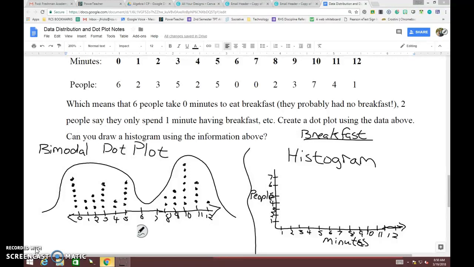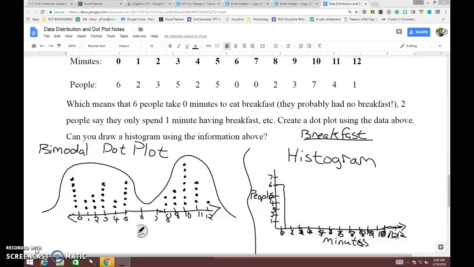Now to show it here, instead of doing the dots, we're going to draw kind of like bars, but the bars are going to be connected. So here for 0 minutes, we had 6 people. So here at 0, that's what I forgot. This was supposed to be 0. Darn. 1, 2, 3, 4, 5, 6, 7, 8, 9, 10, 11, and then there's 12. So go back and make that change. Sorry about that. All right, so for 0 people, we've got 6.